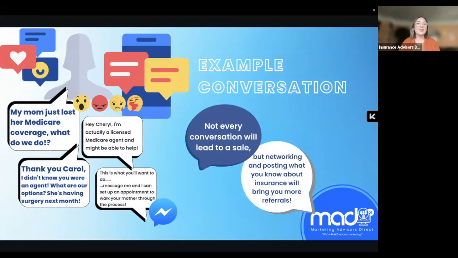An example conversation of what this would look like: say somebody's in a group, and they posted a question or an issue, like, "Oh, my mom just lost her Medicare coverage. Maybe she got scammed. Maybe she got called by one of those 1-800 numbers or Medicare scammers." Because they don't know what's happening with the industry, they take to Facebook to ask questions. "My mom just lost her Medicare coverage. What do we do?" That's when you pop in and say, "Oh, Cheryl, I'm actually a licensed Medicare agent and I might be able to help."